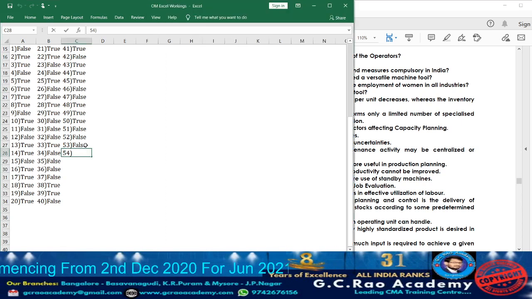Sorry, 53 I should give it as true. Instead of typing true, I have considered false. Just take down, it is true because it is going to consider all the uncertainties. I told true, but I have typed it as false. Sorry. So 53 answer is true.